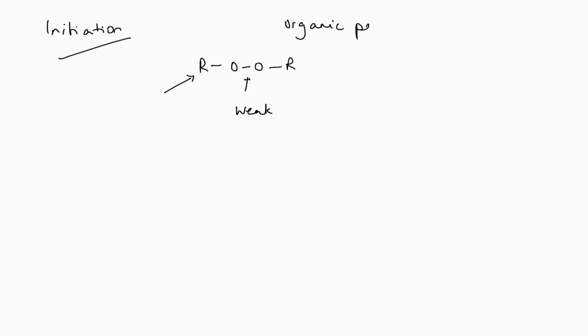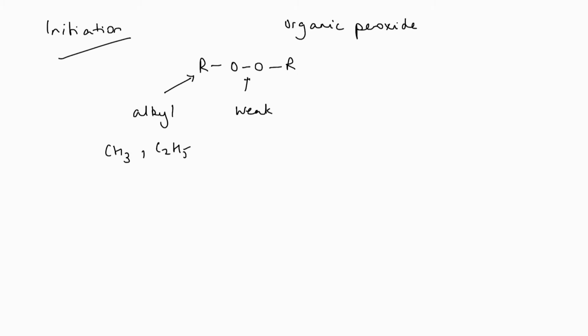So in the initiation, we have the reaction of ultraviolet light on a peroxide. A peroxide has got a single OO bond in it, and this bond is very weak. The R groups here, this is an organic peroxide, are alkyl groups. So that means it could be a CH3, for example, or a C2H5.